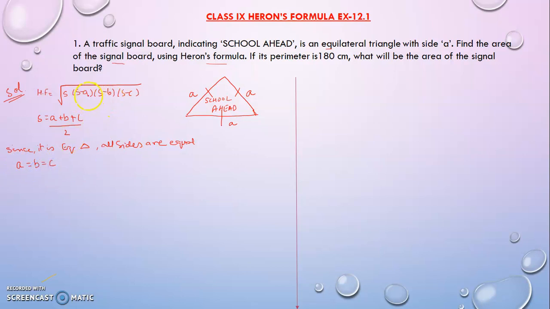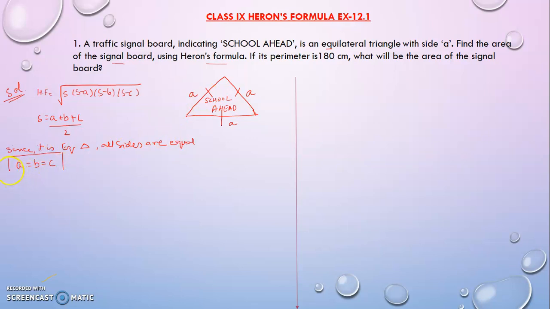See, in Heron's formula we have A, B and C. So B and C will be replaced by A, because it is saying three sides are equal. In an equilateral triangle all sides are equal. So A, B and C, all the three sides are equal. So this is important: A is equal to B is equal to C.